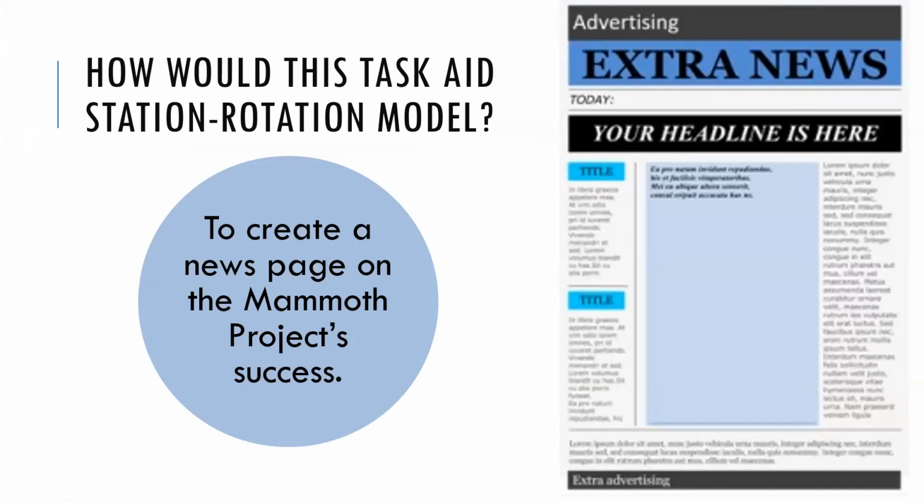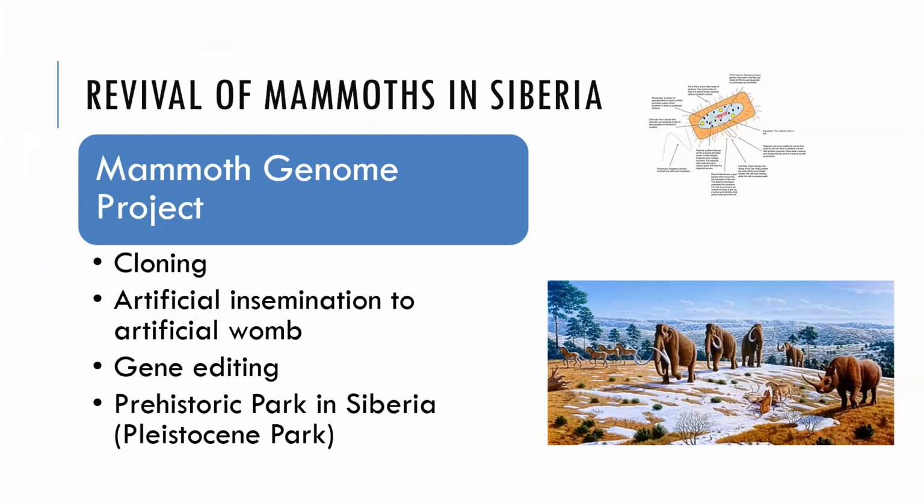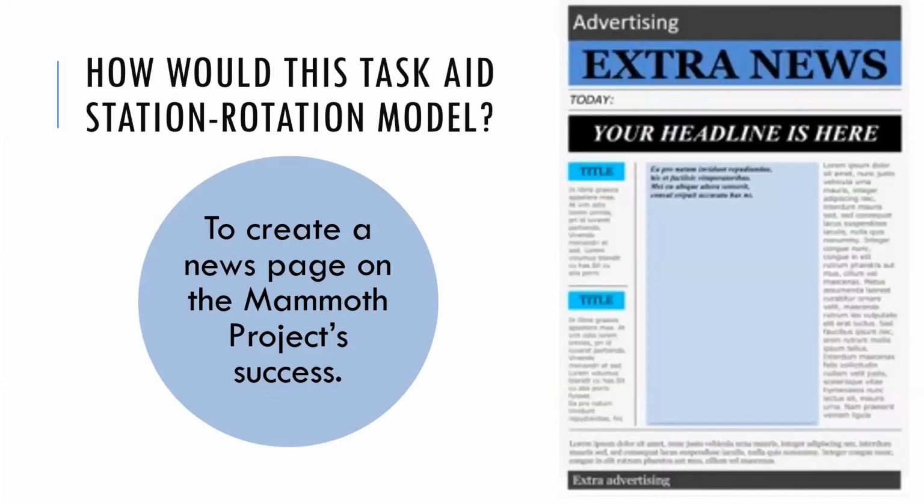The idea is that now, after years of research, the Mammoth Genome Project has succeeded. They have done the cloning. They have done an artificial insemination to an artificial womb. They have done the genome editing, the gene editing, everything. And they have created a prehistoric park in Siberia. And you have been invited to that park. That is, you, a journalist in your group, the journalist in your newspaper, have been asked to come to the park. And now you have observed the mammoth, just like in Jurassic Park with the dinosaurs. And you have to write about the wonderful or maybe frightening park.